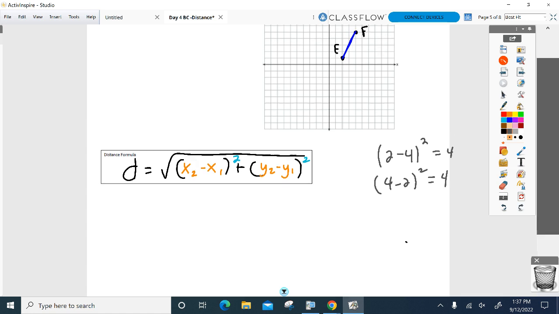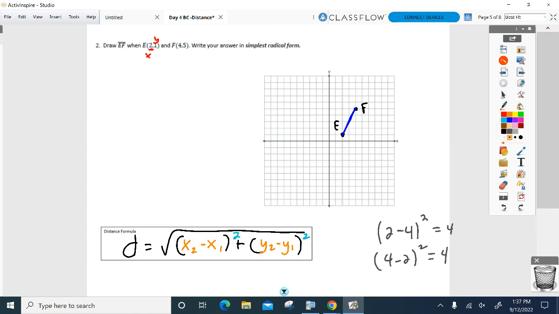Go back to EF. Let's do this. Let's find the distance of EF. You don't have to put lowercase d anymore. We know the segments. EF. Should I put the line segment above it? No, why not? I'm finding the distance of it, so leave it.